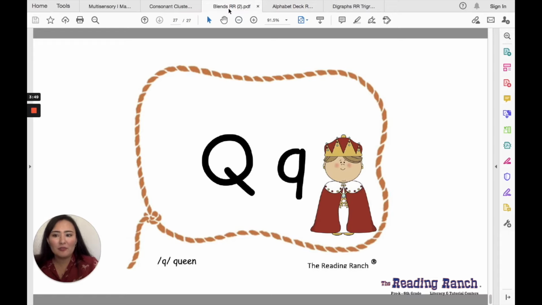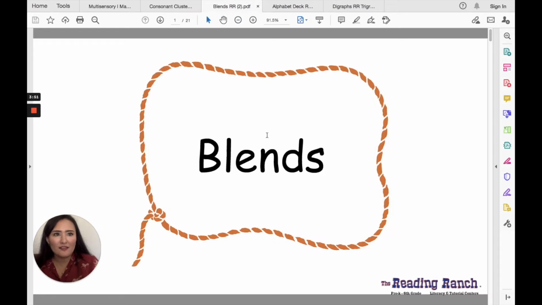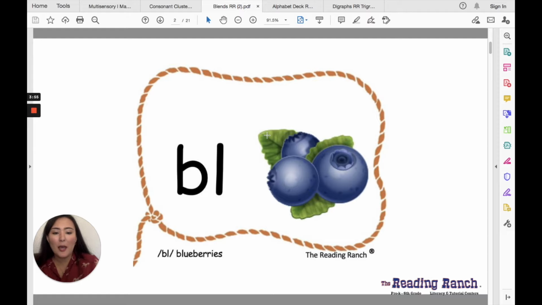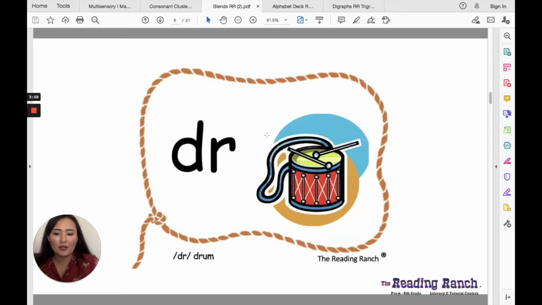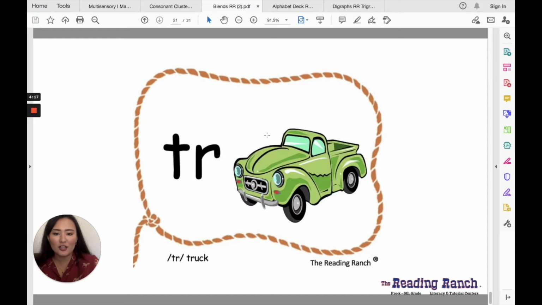Okay, now we're going to do our blends. Do you remember what blends are? Right, they're two letters that make two sounds at the beginning of a word. Okay, blueberry, bull, bread, burr, cloud, coal, crab, cur, drum, dir, truck, tur.